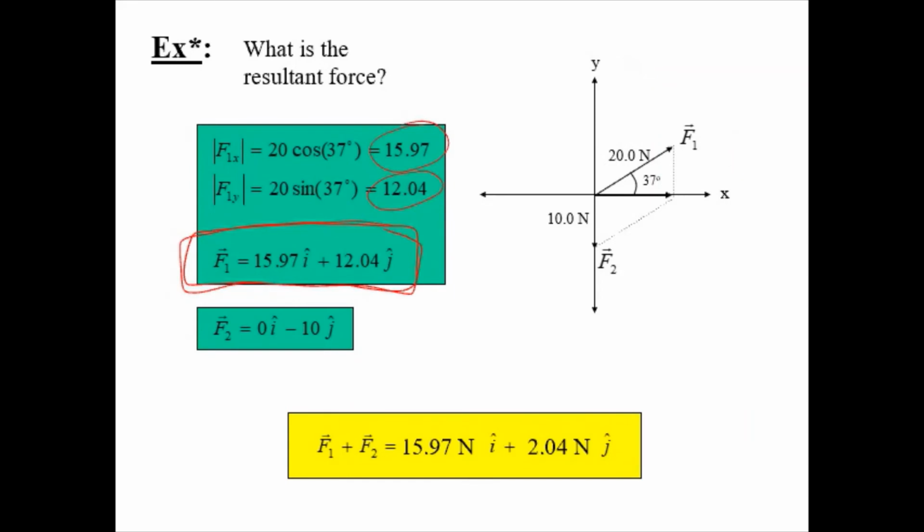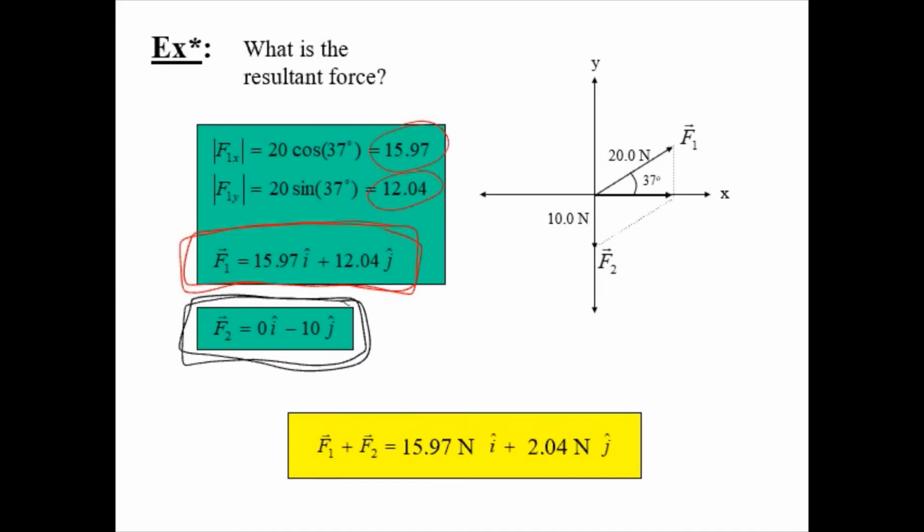Now to get vector F2 into component form, vector F2 has a size of 10 newtons, and we don't even really have to do any trigonometry here because we can see vector F2 is pointing entirely in the minus y direction. And so therefore I can simply say vector F2 is 0i, it points none in the left and right direction, 0i minus 10j.